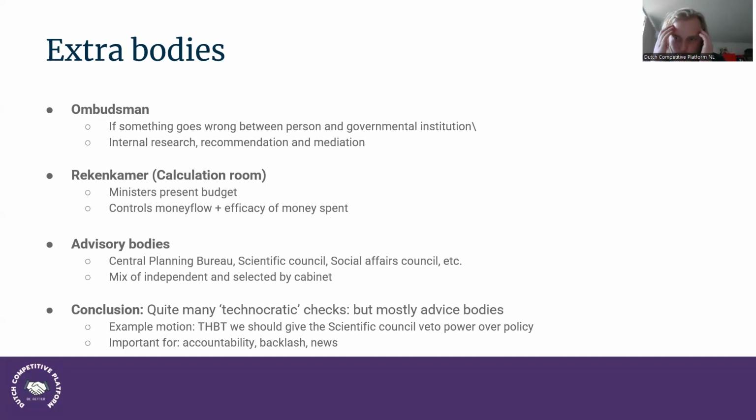And also there are a ton of advice reports. It's a bit of a headache and a complete mess for what's actually happening. But you have a central planning bureau which gives wanted and unwanted advice to the second chamber. You have the scientific council, the social affairs council, and these are always a mix between being selected by the cabinet, being technocratic, or being proposed. But the main idea is that they tend to be quasi-independent of the state, or just fully independent from the state, and give advice.